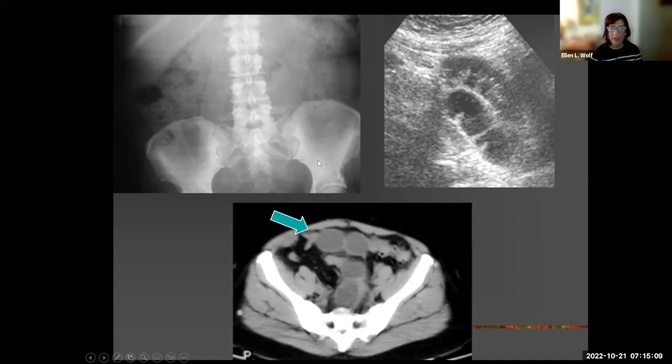So why was this plain film interpreted as normal? Why does it look normal? They're all fluid-filled loops. We don't have those air-filled loops that we're going to see on plain film. So the diagnosis could not be made.